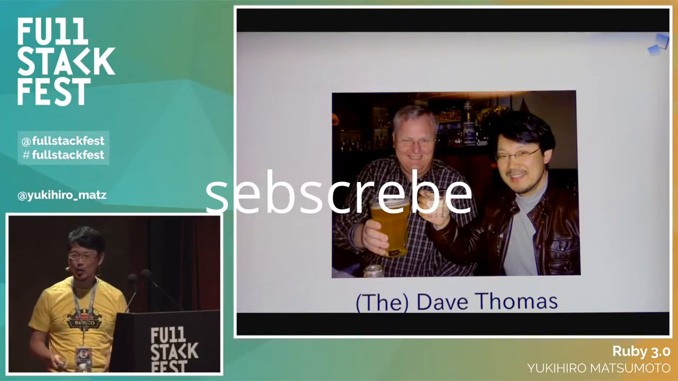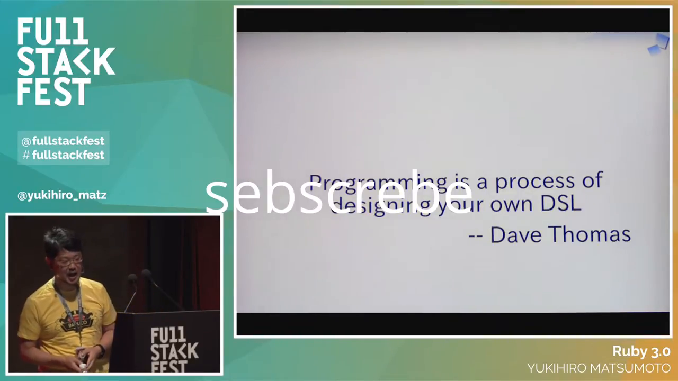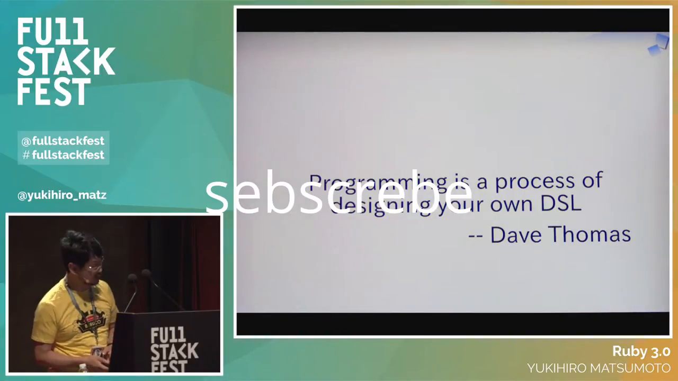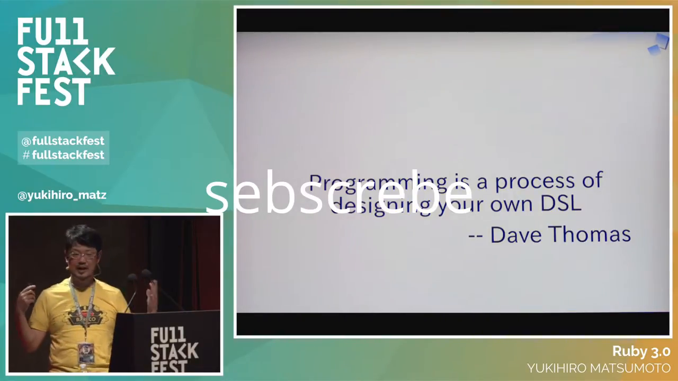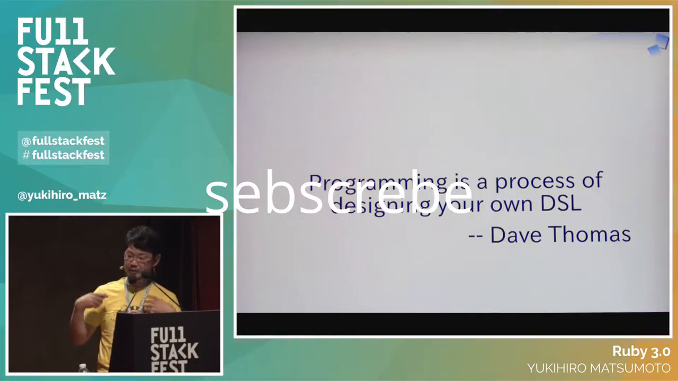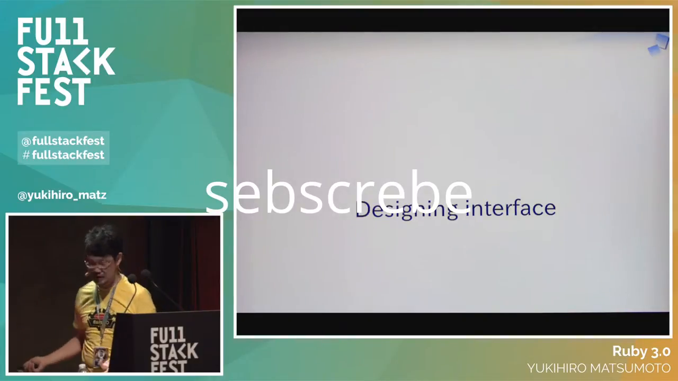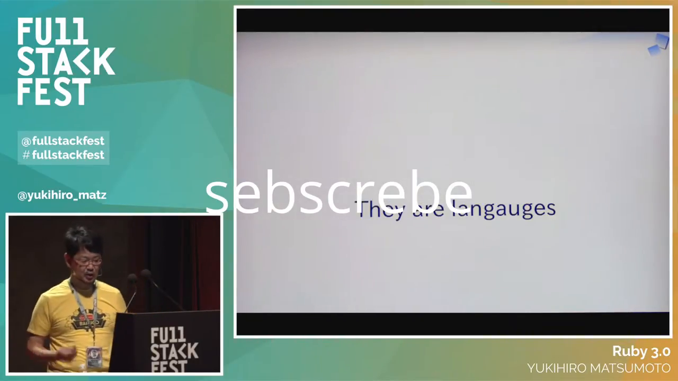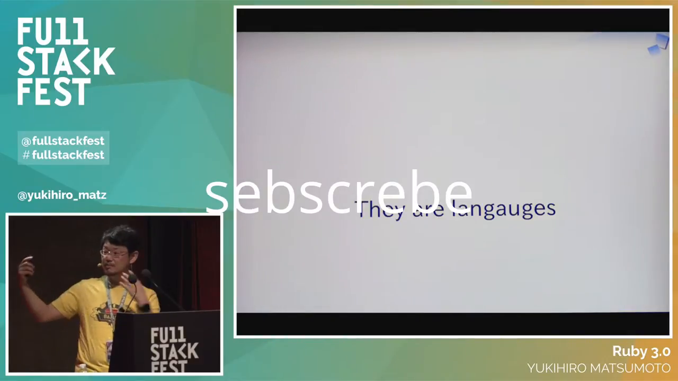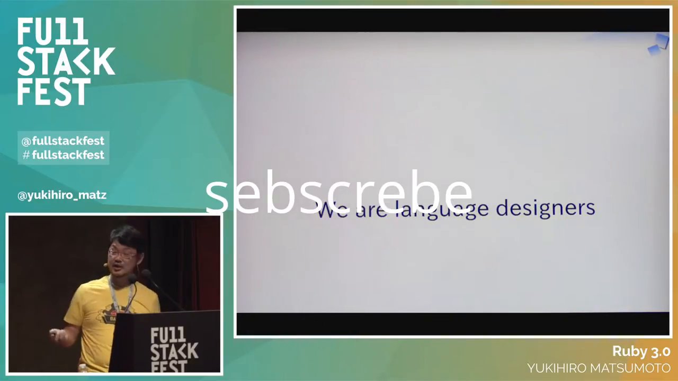But Dave Thomas once said in a conference back then that programming is a process of designing your own DSL. So designing your library, your API, your framework, your user interface is a kind of language. Because an interface is fundamentally a language, designing an interface is designing a language. Designing an API is designing a language. Designing a framework is designing a language. So they are languages between machines and humans. So we are language designers, seriously.